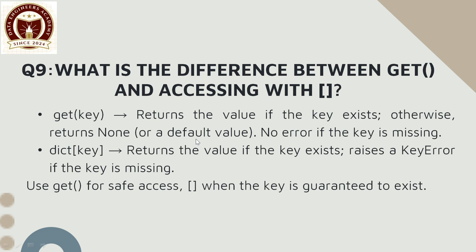Coming to the next question, what is the difference between get and accessing with square brackets? Get of key returns the value if the key exists, otherwise returns None. There is no error if the key is missing. If the key does not exist, it will never give errors. Dict of key returns the value if the key exists, but raises a KeyError if the key is missing. So we use get for safe access, and square brackets when the key is guaranteed to exist.